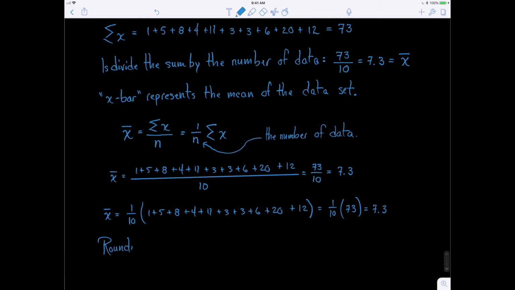Okay. Now, a couple things to note is rounding for the mean. And the rule is if you have the data and then you calculate the mean, you use 1 decimal more than the data. So we round to 1 decimal more than the data.